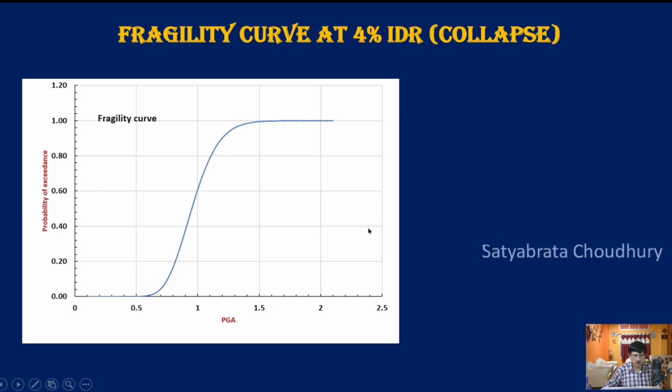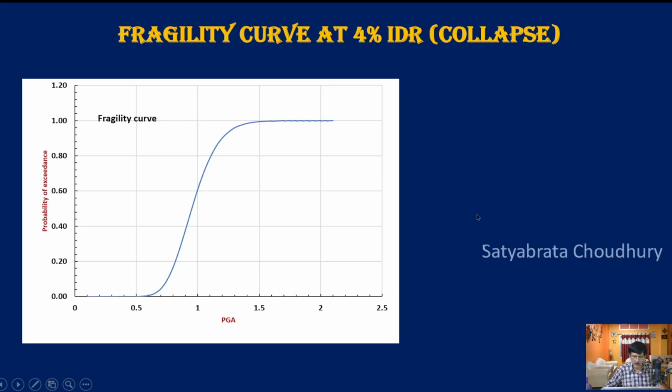Now we'll take a question. What does the curve actually give? For any PGA you take here, say PGA is 1, then go vertically and read the horizontal value 0.6. So when the earthquake comes with 1 G PGA, then your structure will get damaged to 60% at collapse, that is at 4% IDR, 60%. So this is the meaning of the probability curve.